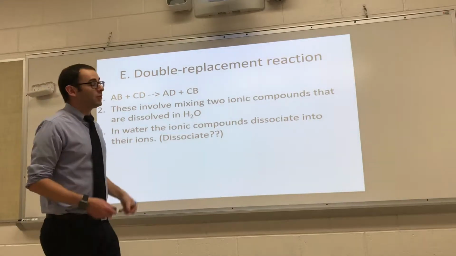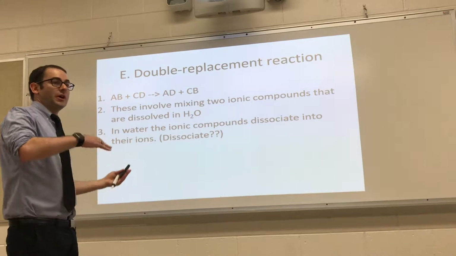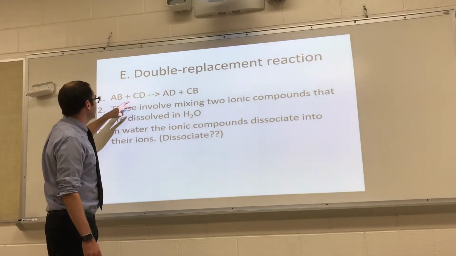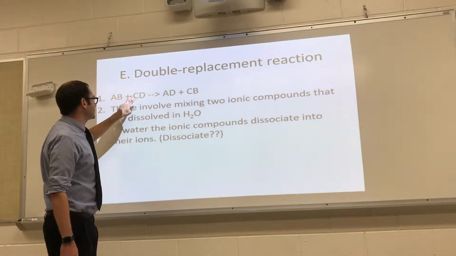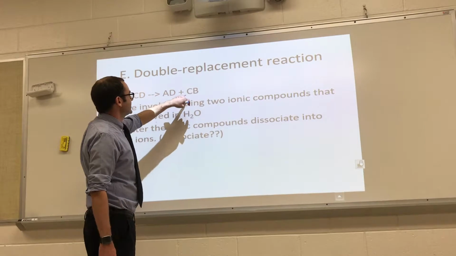All right, these are double replacement reactions. This is the first kind of problem where you have to actually predict the products. So this looks a little complicated. It's AB plus CD yields AD plus CB.